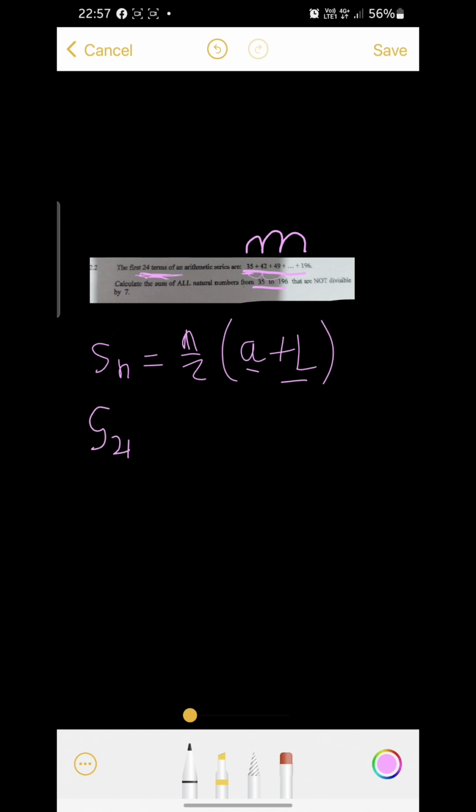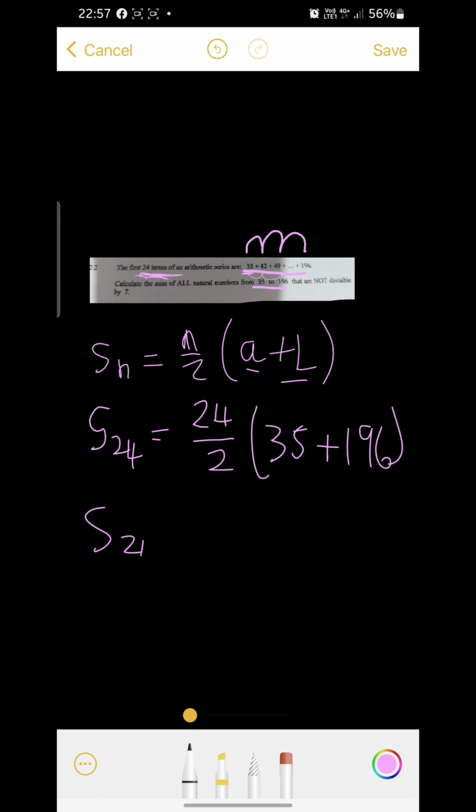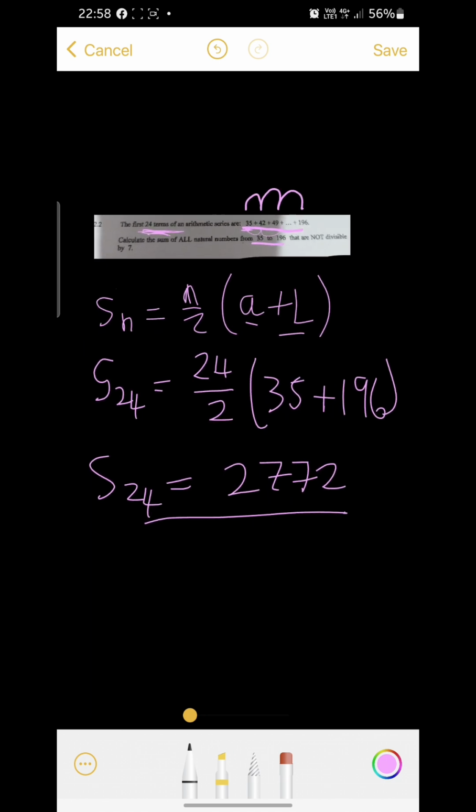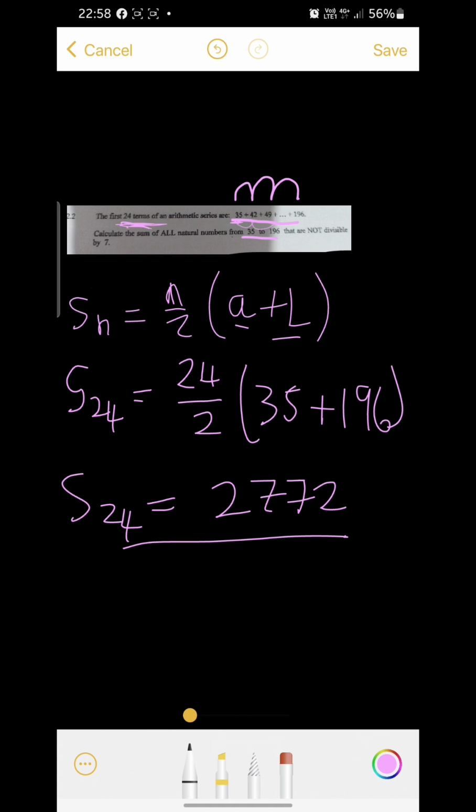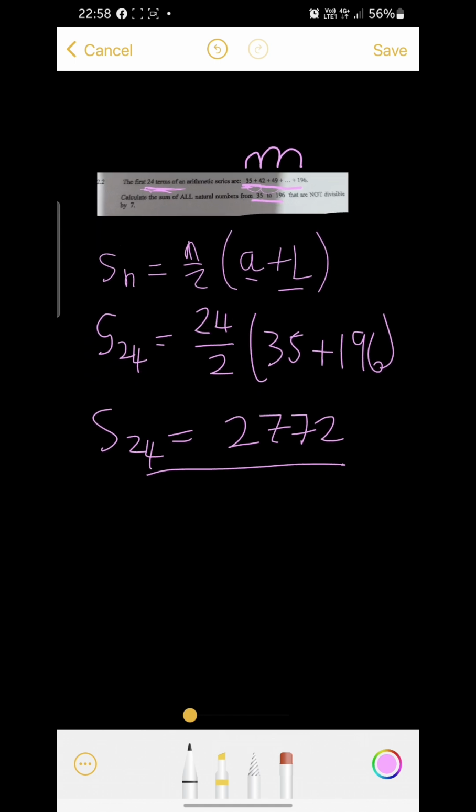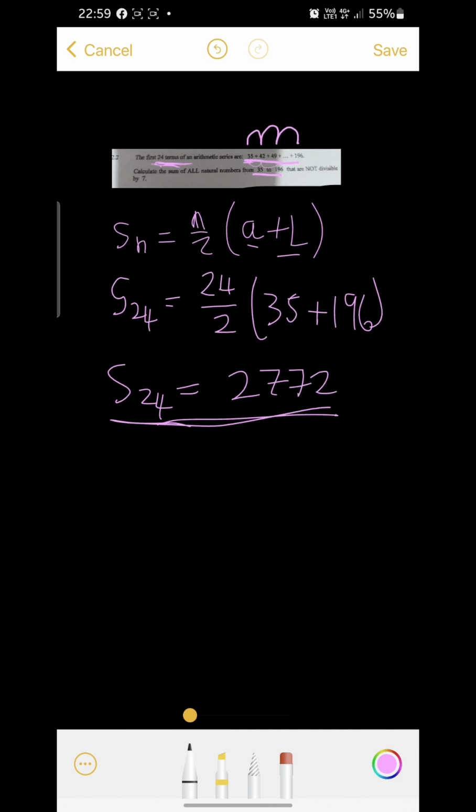So our S24 is equal to 24 over 2 into A, our A is 35, plus our L, which is 196. So we get our S24 is equal to 2772, right? So this is the sum of the numbers that are divisible by 7. So we need to get the sum of all the natural numbers from 35 to 196, and then take that and subtract this total that we just got. Right, so let's go about that.